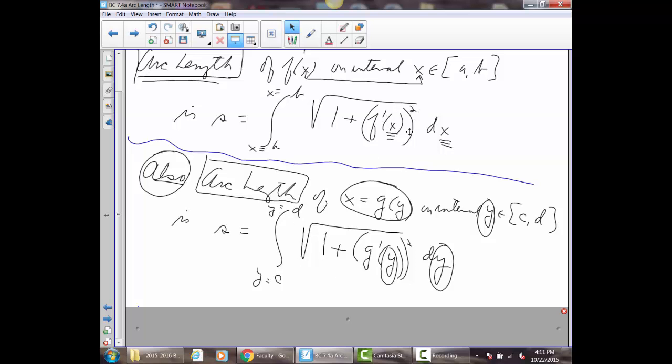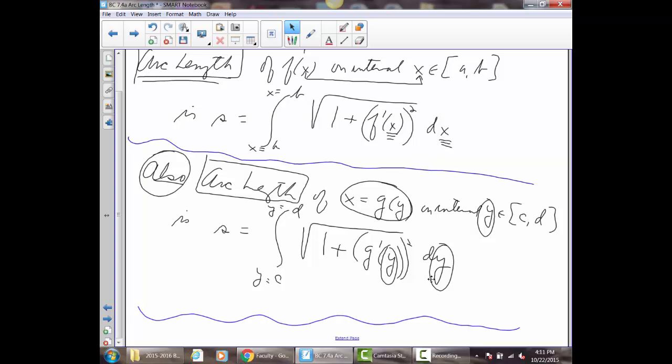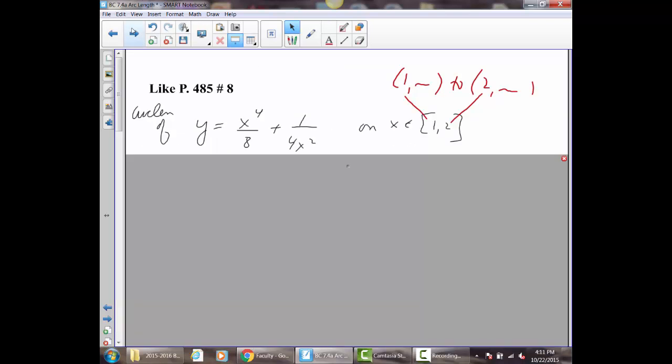Instead of f prime of x, it's going to be g prime of y. Instead of dx, it will be dy. And basically the idea is if they give you the equation in terms of y, your best bet is to leave it in terms of y.